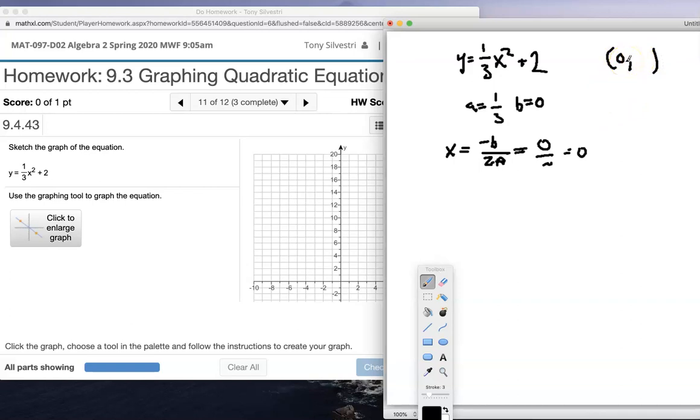0 is the x value for the vertex. What's the y value? Well, you're supposed to take that 0 and plug it in. 0 squared is 0. 1/3 of 0 is still 0, plus 2. Well, there you go, plus 2. So the vertex is (0, 2).